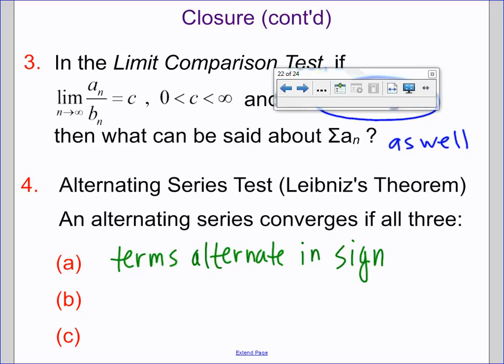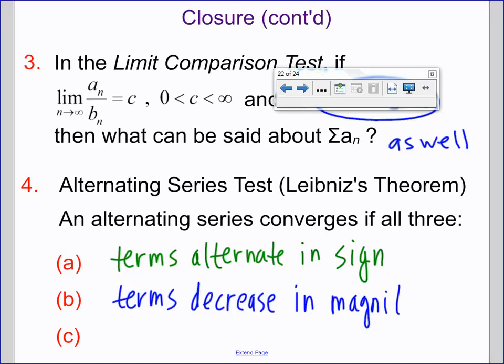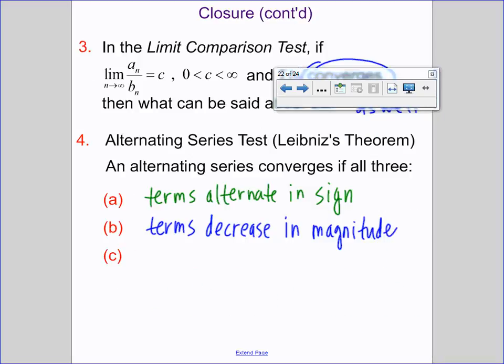Sydney? The terms decrease in magnitude at some point. Good. So the terms have to decrease in magnitude after some positive integer n, forever after. We need each next term to be less than the previous term. And the final prereq, Grace? The limit of the nth term is 0. Good. The nth term must go to 0 as n goes to infinity, right? If these 3 are satisfied, then the series converges by the alternating series test. That's also known as Leibniz theorem.